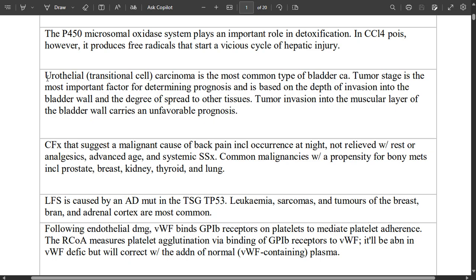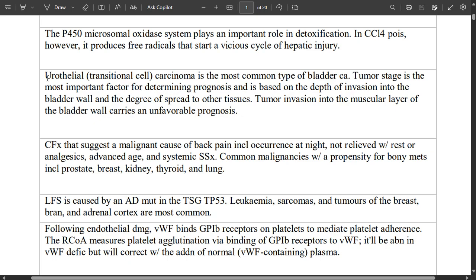The next objective is that urothelial or transitional carcinoma is the most common type of bladder cancer, bladder CA. Bladder CA occurs because of nitrogen containing compounds, nitrosamines. Actually, nitrosamines are more linked with stomach cancer, but bladder cancer also has a relation with smoking. And the tumor stage is the most important factor for determining prognosis.